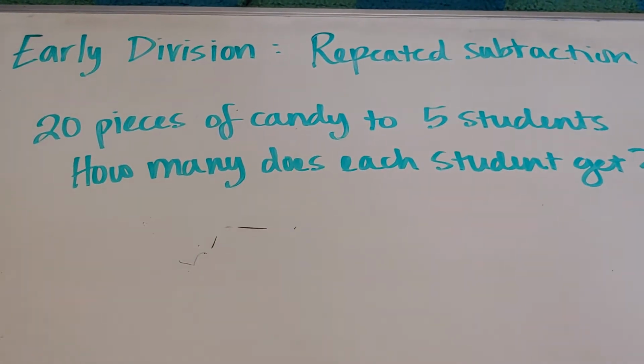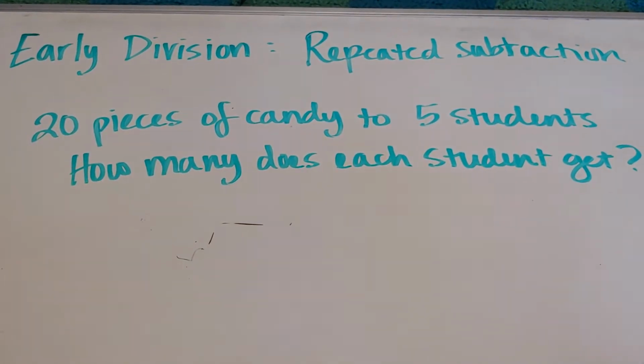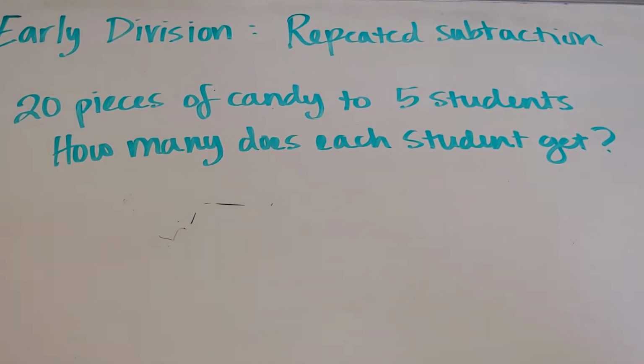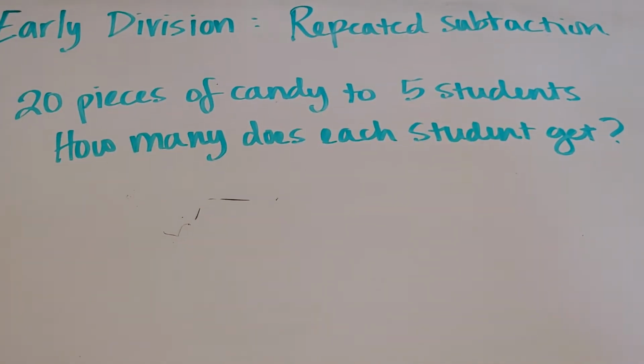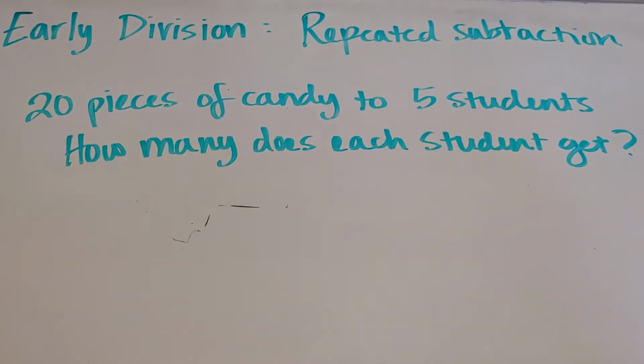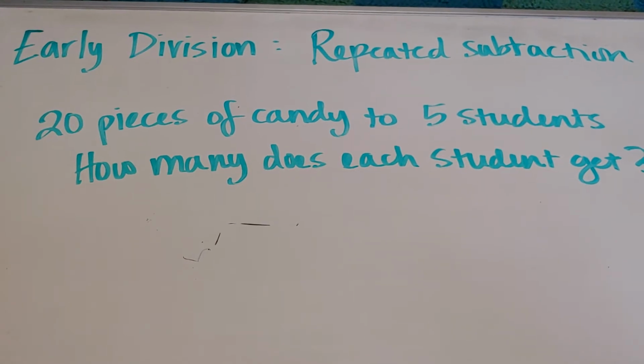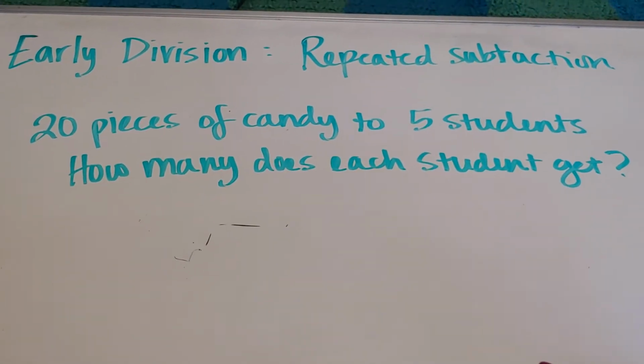In this video, we're going to talk about repeated subtraction, this time with division. All right, so I'm back to my 20 pieces of candy to 5 students. How many pieces of candy does each student get? And of course, we know the answer is 4. But I want to show you how you do this with repeated subtraction. It's a little strange, but this is how it works.